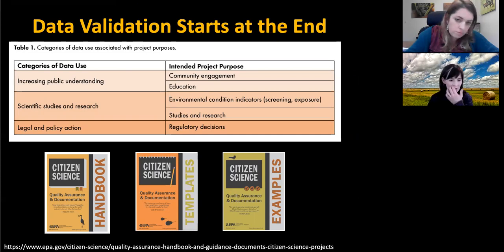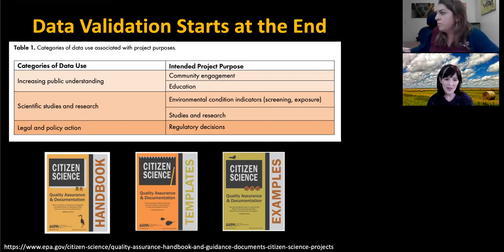And so this is important to consider when you're figuring out how you want to validate or check the quality of your data, because obviously if the project's purpose is community engagement, the level of quality checking and the stringency of how you approach that is going to be very different than if you're using the data for informing legal and policy actions. Right? It won't be as heavy in a project that's maybe focused on public understanding as in the ones that are actually going to inform regulatory decisions.